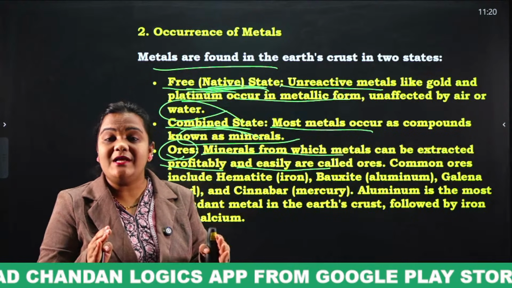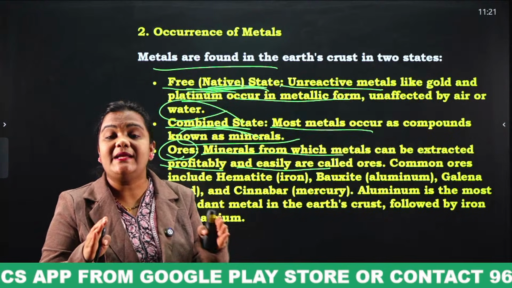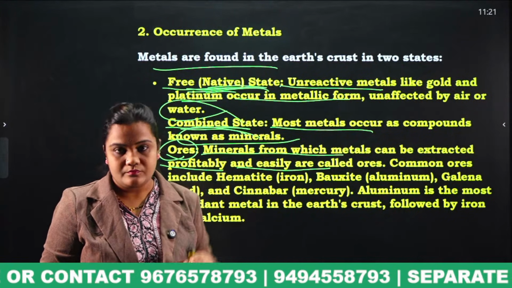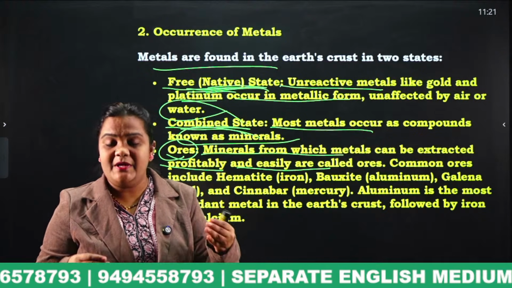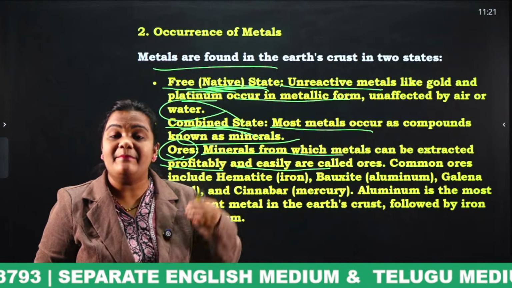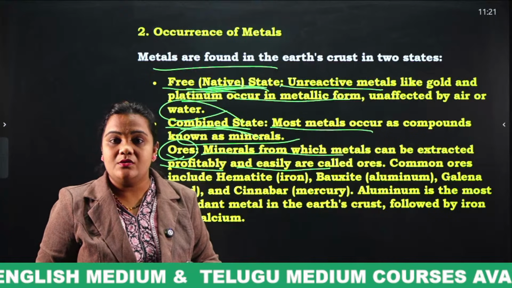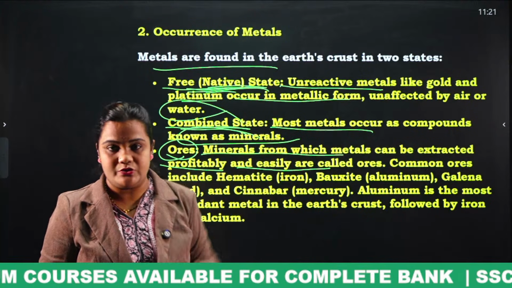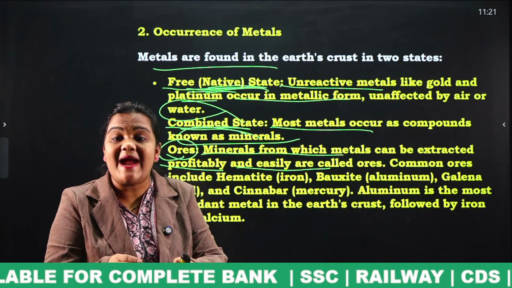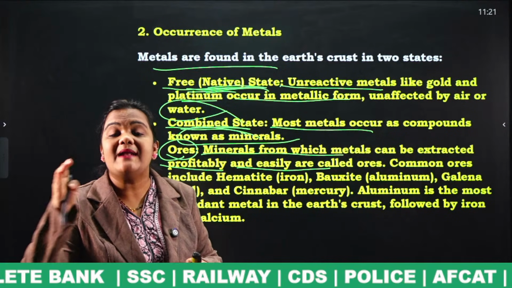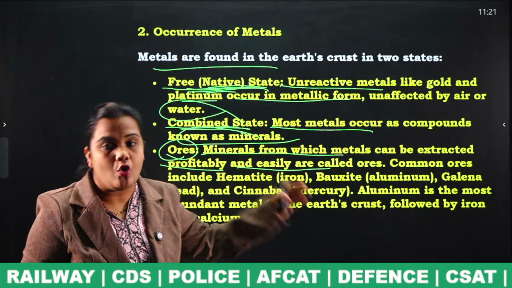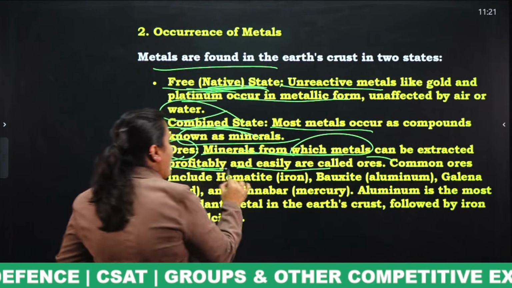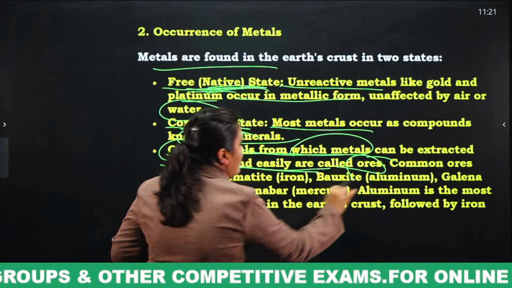Actually, the only metals which we get in the pure form from the earth crust are either gold or platinum. But beyond these two metals, how will we get the metals from the earth crust? We will get them either in the form of minerals or in the form of compounds. How do we extract the metals from minerals, students? Minerals from which the metals can be extracted profitably and easily are called ores.